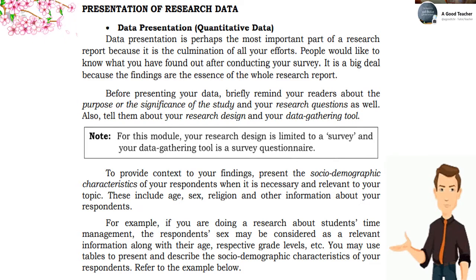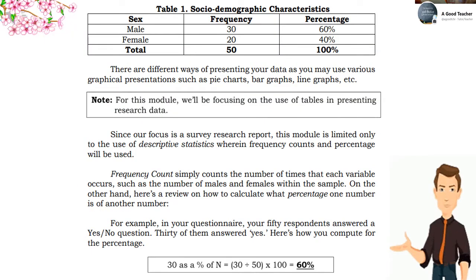Refer to the example below, Table 1. Socio-demographic characteristics. Sex, frequency, percentage. Male 30, 60%. Female 20, 40%. Total 50, 100%. There are different ways of presenting your data, as you may use various graphical presentations such as pie charts, bar graphs, line graphs, etc. Since our focus is a survey research report, this module is limited only to the use of descriptive statistics wherein frequency counts and percentage will be used.